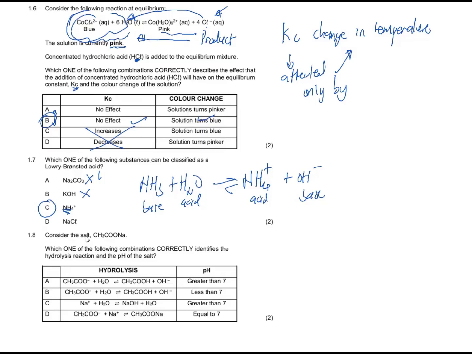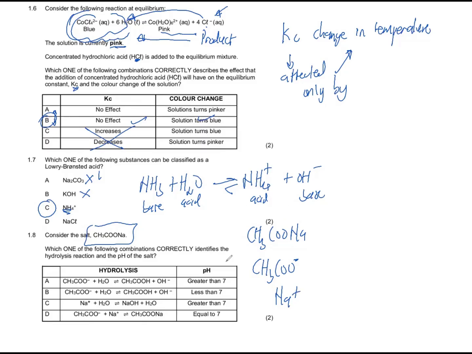Okay, then we have 1.8. It says consider the salt CH3COONa. Which one of the following combinations correctly identifies the hydrolysis reaction and the pH of the salt, right? So let's check this. So is it this that reacts with that? And then, so okay, most of the time we know that when we consider this, the CH3COONa, if we actually dissociate it, then it ends up being this, right? And then the Na plus.